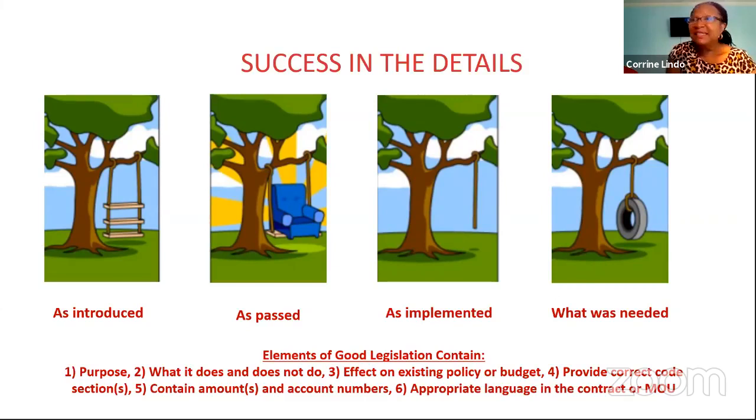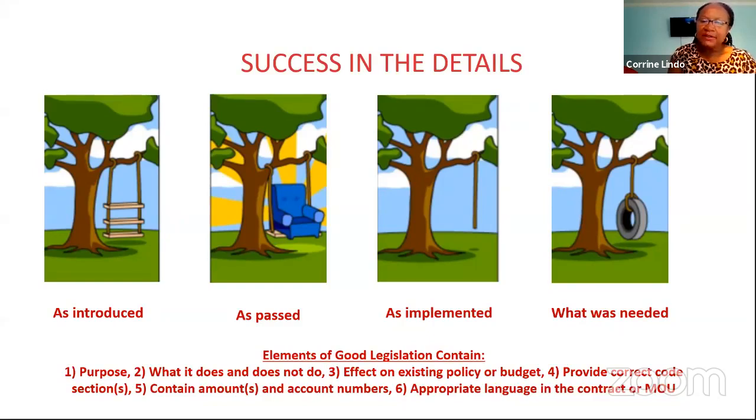And really what was needed was really nothing. That's just the process of the legislation, that everyone wants to amend it, insert pieces in it, when oftentimes you just need three lines of what is needed to get action done. And the elements of good legislation contain really the purpose, what it does and does not do, the effects on existing policy or the budget.